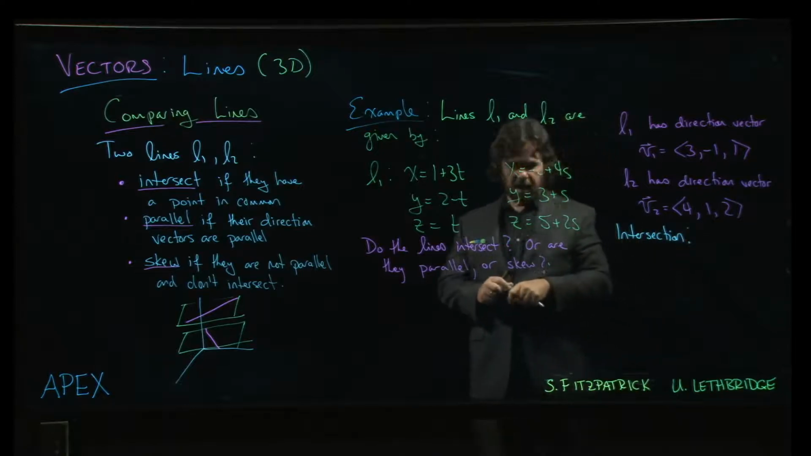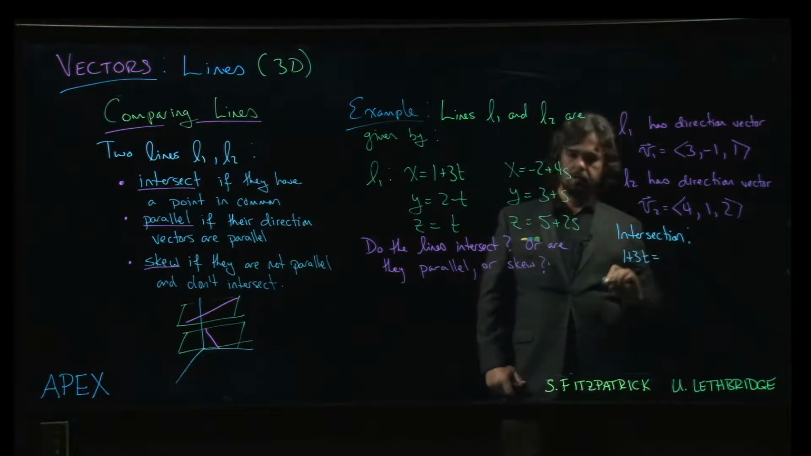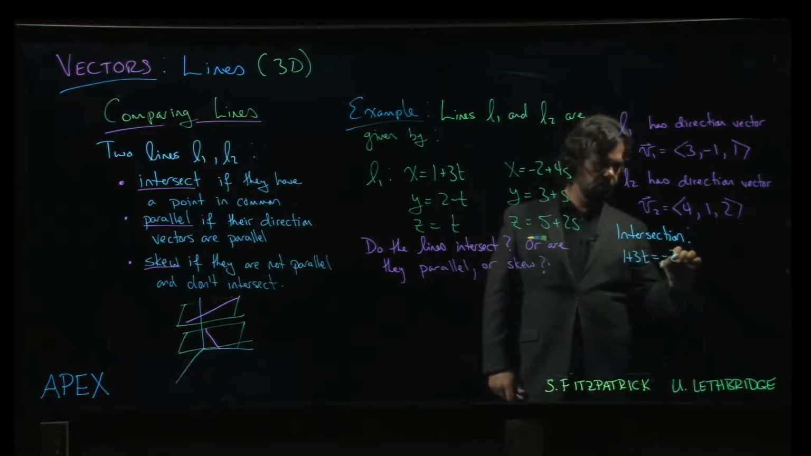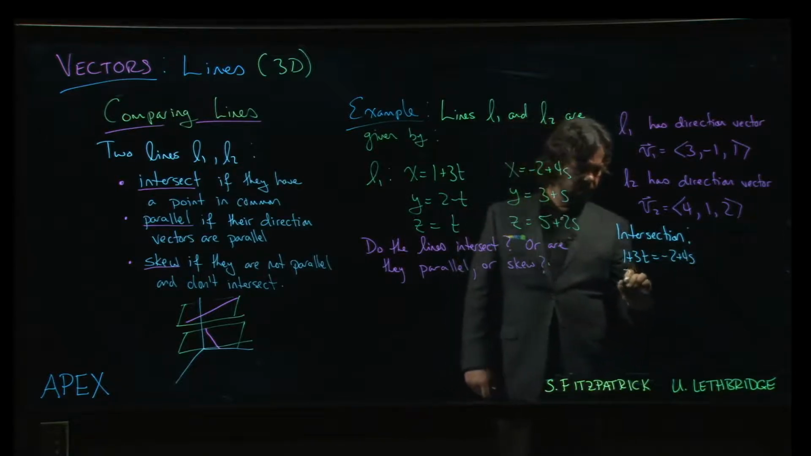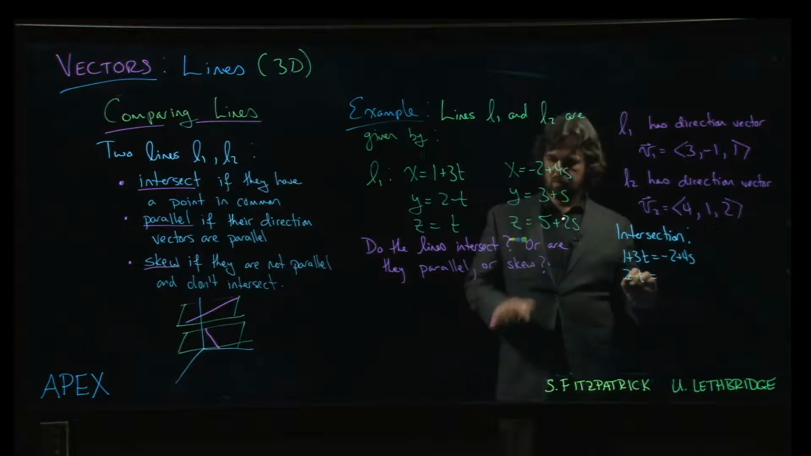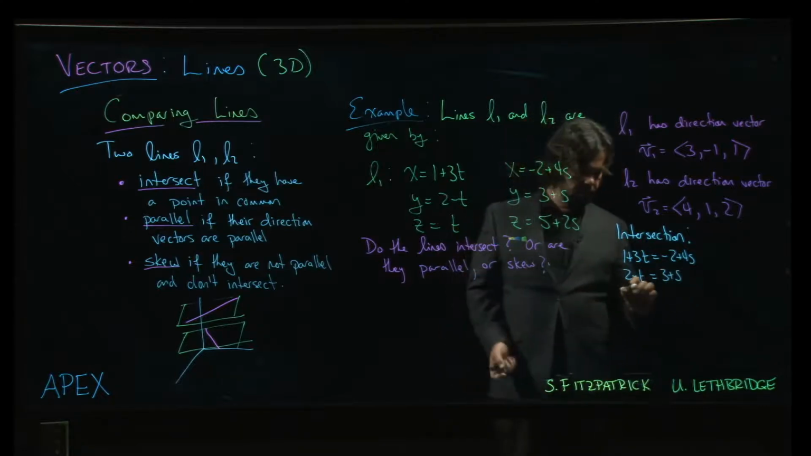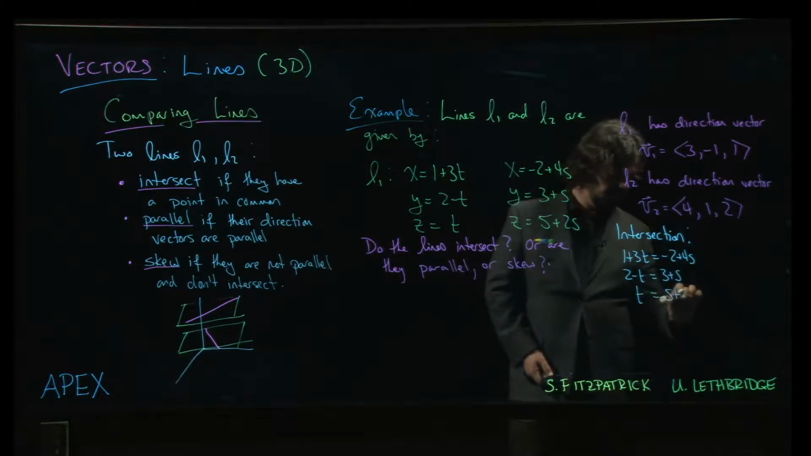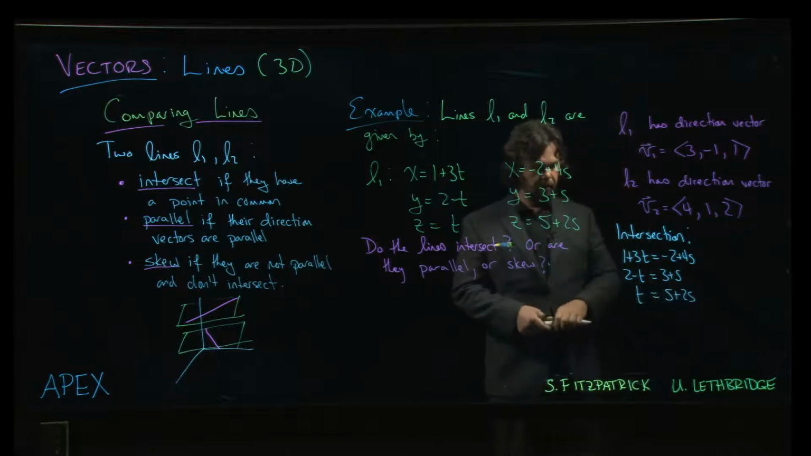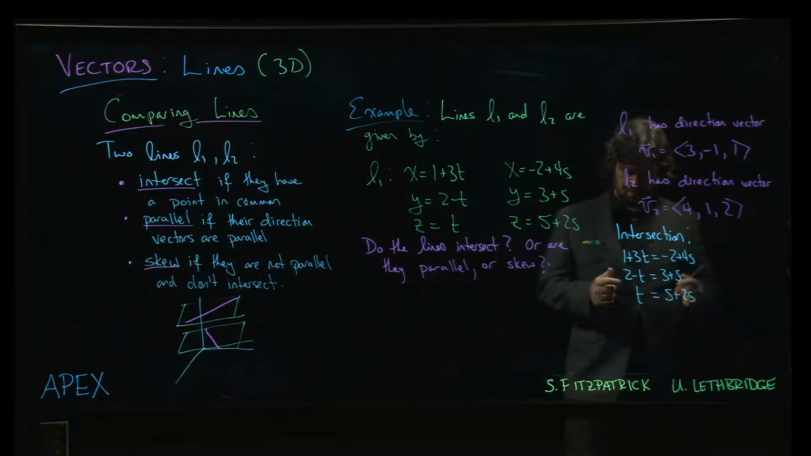we would need to have 1 plus 3t equal to minus 2 plus 4s, equating the x's. We would need to have 2 minus t equal to 3 plus s, if we equate the y's, and then we would need t to equal 5 plus 2s. Okay, so what we do is we clean these up, we try to get them into a more standard form, so we might write it like this.